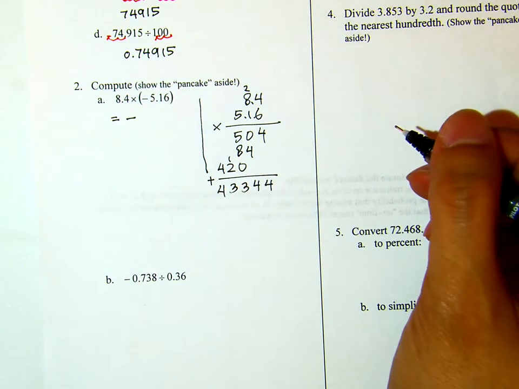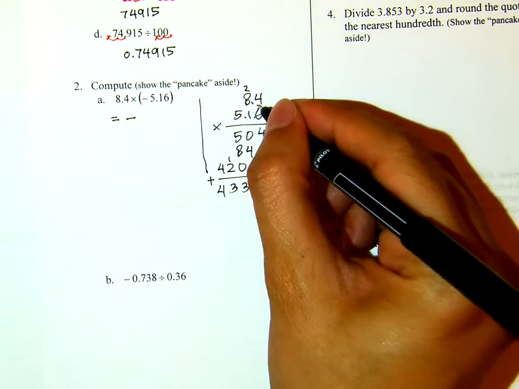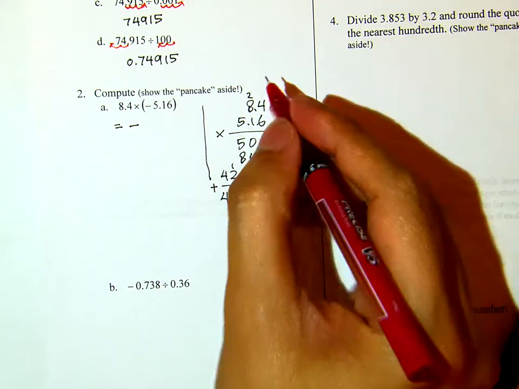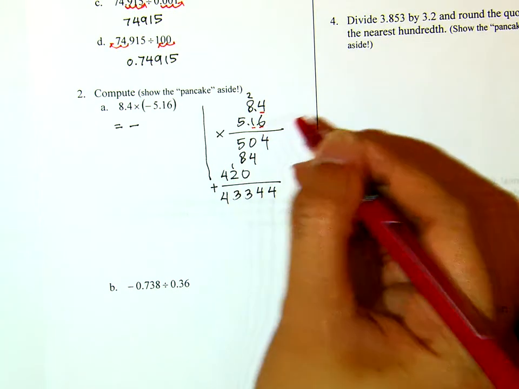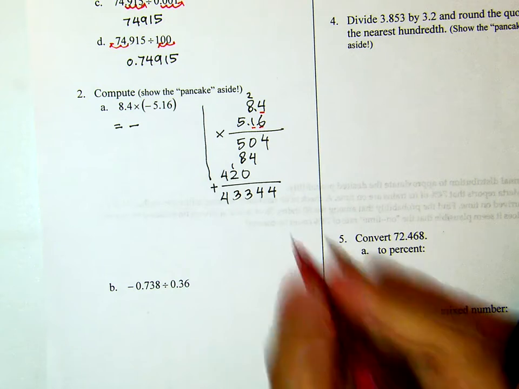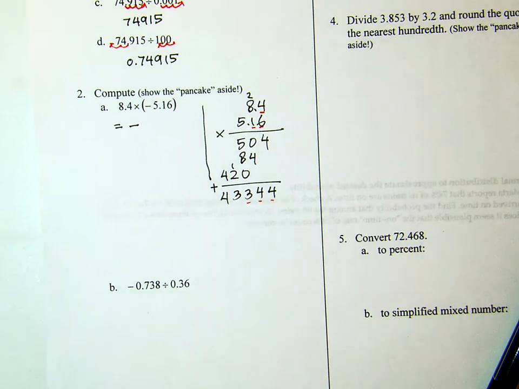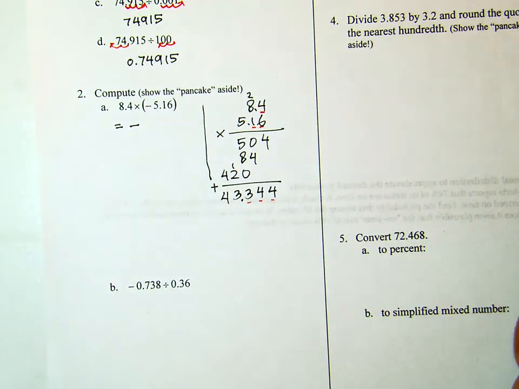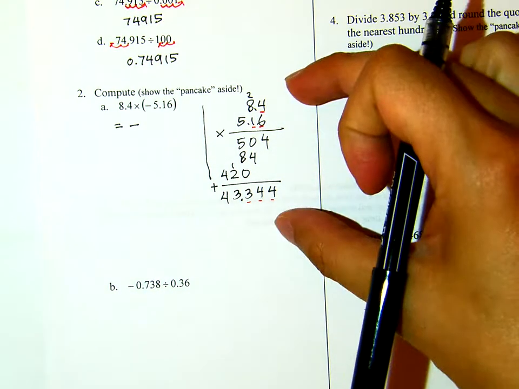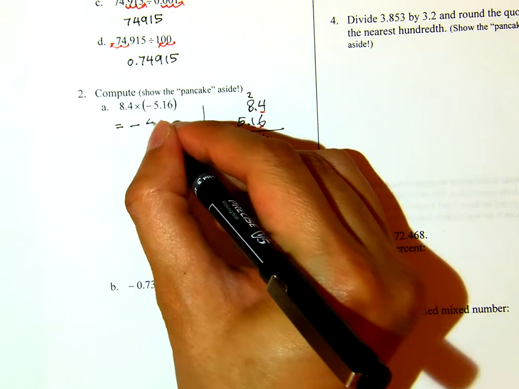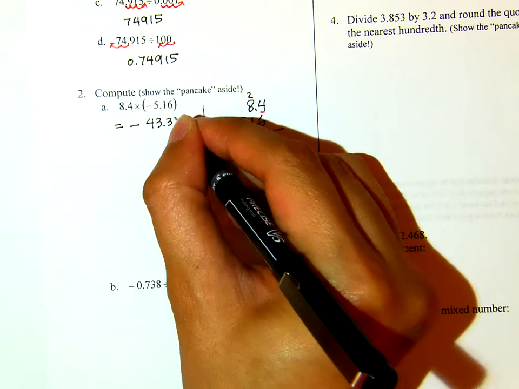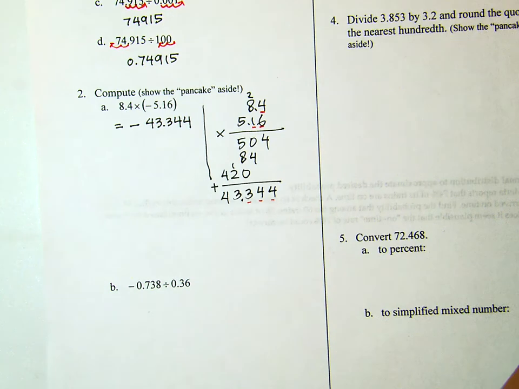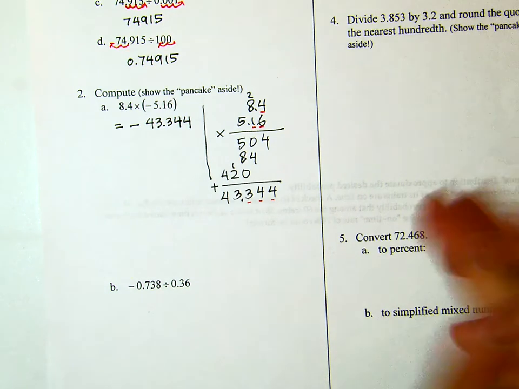And then from here, we count how many decimal places we have. We have 1, 2, 3. Let me write it down. 1 here, 2 and 3. So we should have 3 decimal places. 1, 2, 3. The decimal point will be here. Okay, so the product of 8.4 times negative 5.16 is negative. And then you do the pancake. Then once you get the product there, you copy that down here. Okay, that's for 2A.